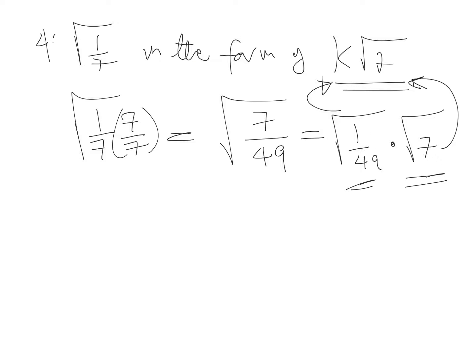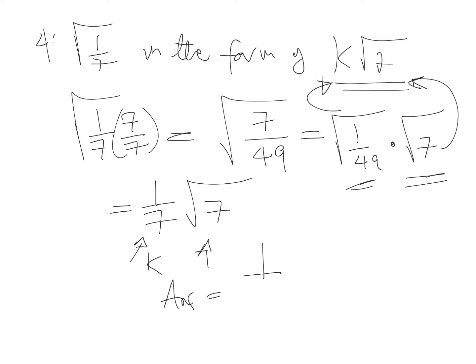So what's the square root of 1/49? Since 49 is a perfect square and 1 is also a perfect square, that would simply be 1/7. 7 sevens are 49, and then I am left with root 7. So now my k value is 1/7, and then of course I now have root 7 right here. So the answer to this question is 1/7 square root of 7. Does that make sense? I hope it does. And that's the first question, question number 4.